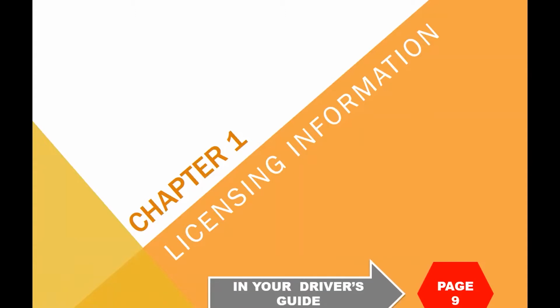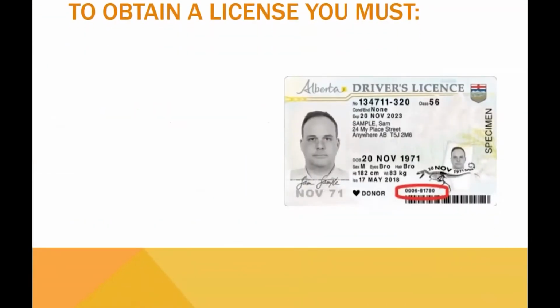Starting with chapter 1 of your driver's guide, this is all the licensing information. So this one's a little dry, but it's a lot about rules and regulations and things like that. So get your coffee ready and it starts on page 9 of your driver's guide. So in order to obtain your license, you need to be 14 years of age or older, and this is your learner's license right from the beginning.